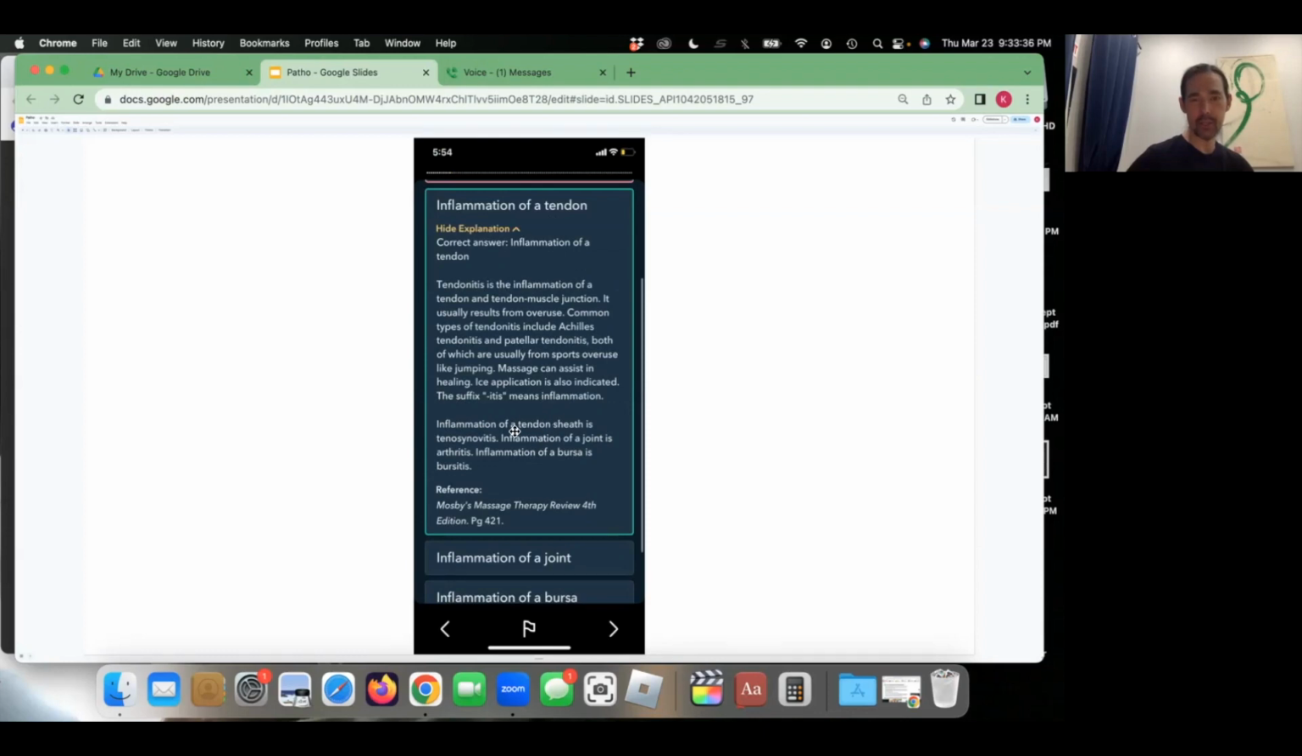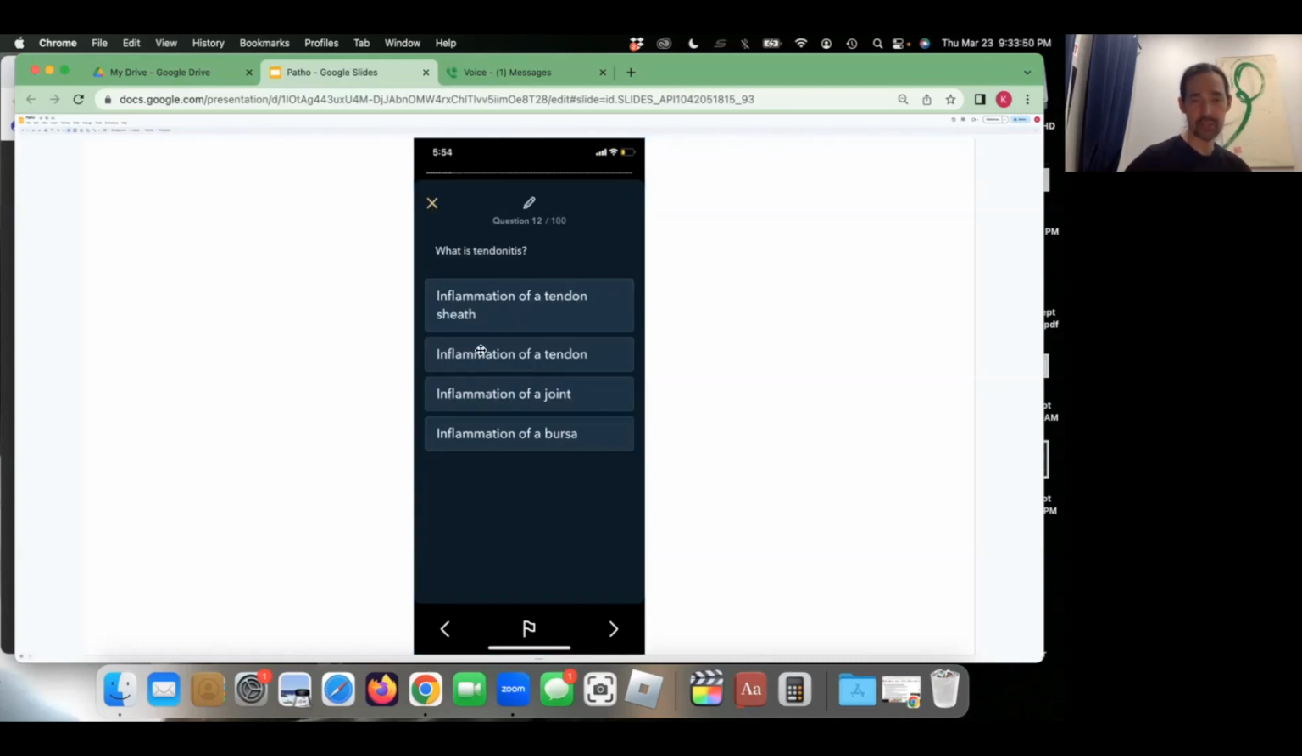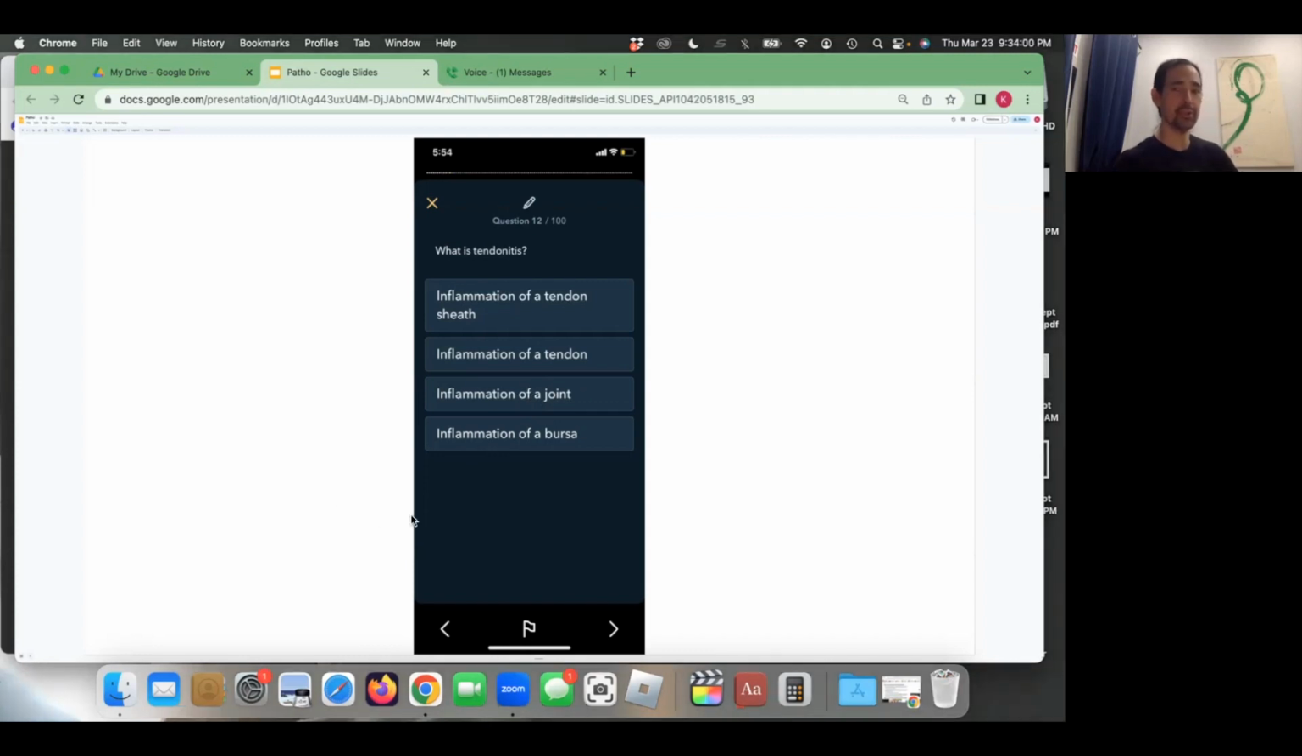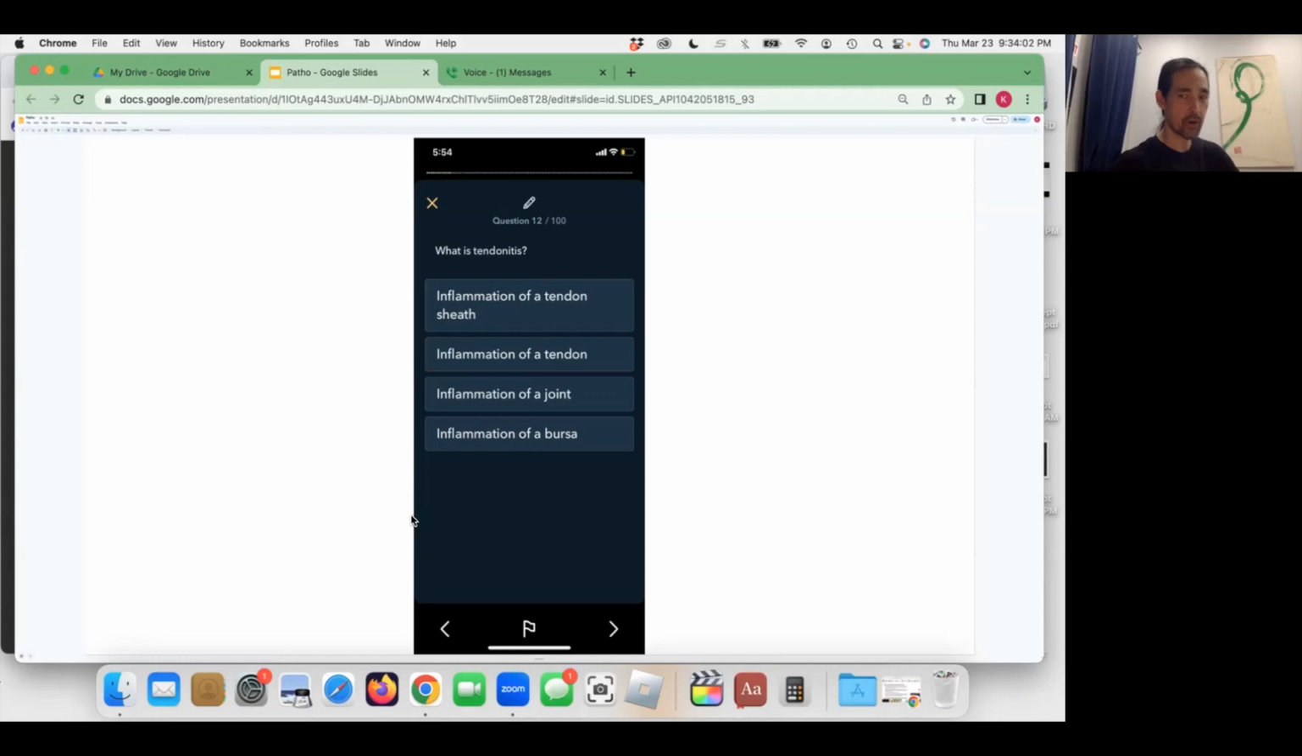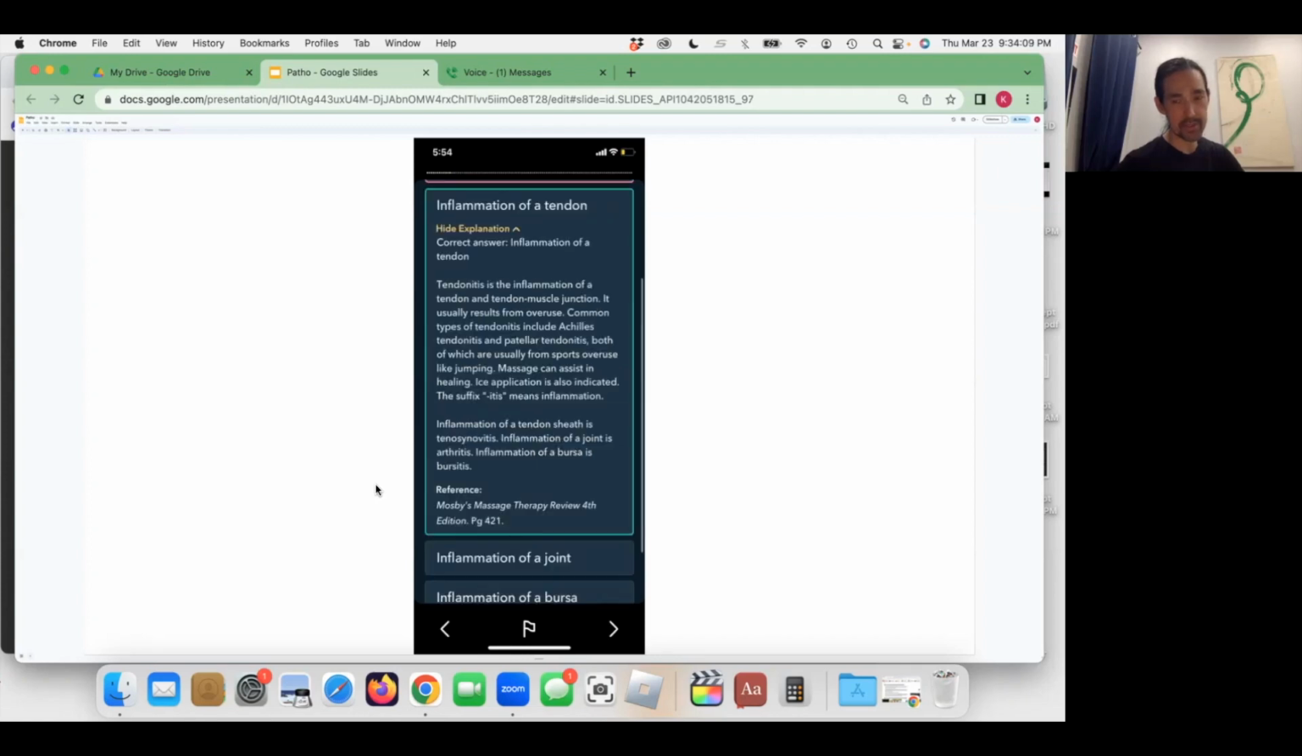I was looking up whether they defined inflammation of a tendon sheath, and they do. That's tenosynovitis. So you definitely should take a look at number 12. This is foundational information, and you definitely want to be clear on that. And then joint inflammation. The medical term for joint is arthro, so that'd be arthritis. And inflammation of a bursa, that'd be bursitis.